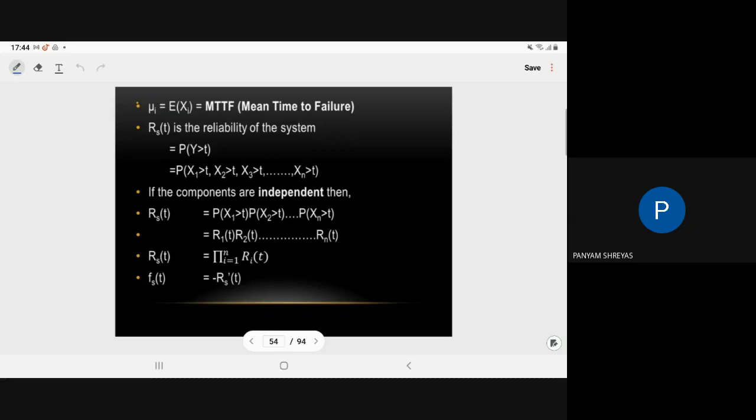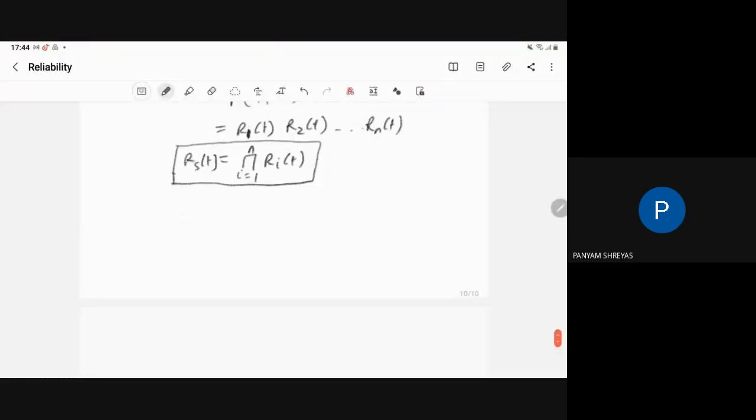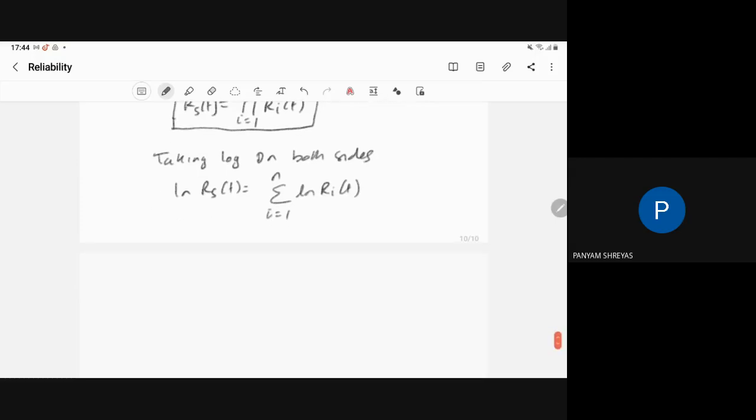Then after, we know that now we have to compute the PDF. So taking logarithm on both sides, it will become ln of RS(t) equals summation i from 1 to n ln of Ri(t), right? Product changes into the summation.